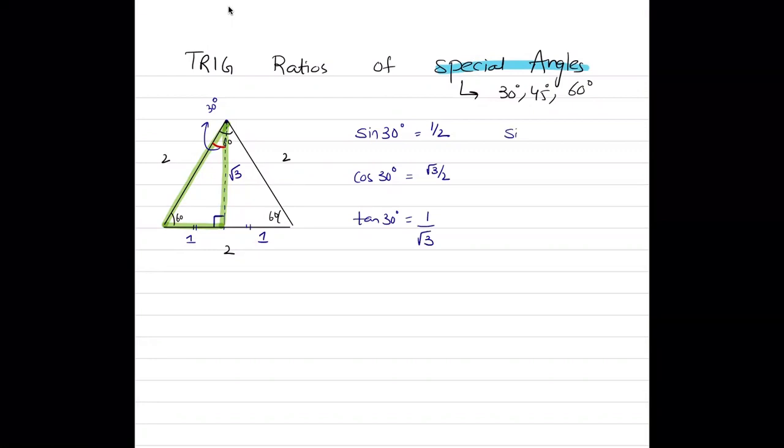Now the other angle that we can look at is the ratios of 60 degree. So sine of 60 degree, for sine of 60 I will have to consider this angle. Sine of 60 degree is going to be equal to opposite over hypotenuse, root 3 upon 2. For cos of 60 degree, it's going to be adjacent over hypotenuse, that is 1 upon 2. And for tan of 60 degree, what is going to be tangent of 60 degree?